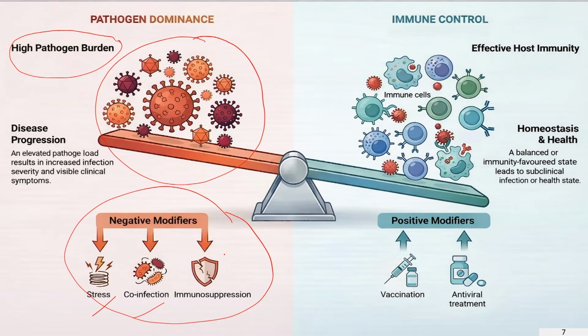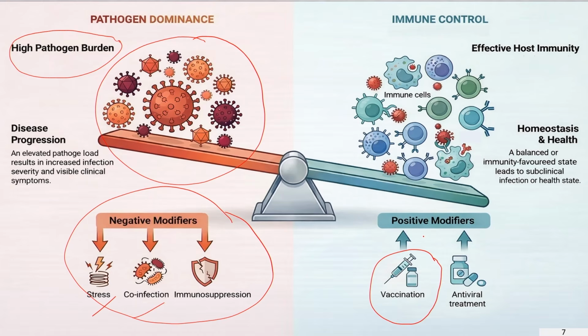The T and B cells, which we discussed in the adaptive cells, are not generated in a proper way, and therefore when there is no immunity in a proper sense, we call it immunosuppression. So these are some of the negative modulators. What are the positive modifiers? The positive modifiers of the immune system are vaccines.